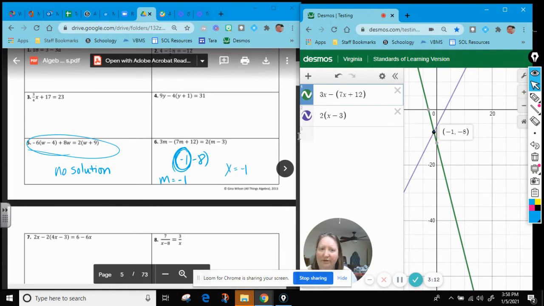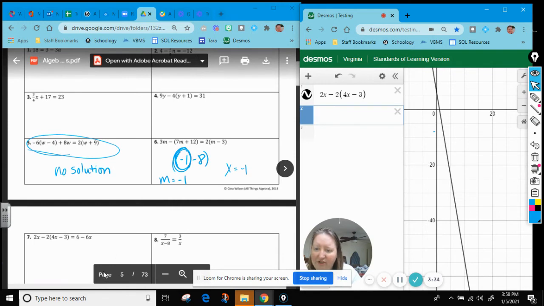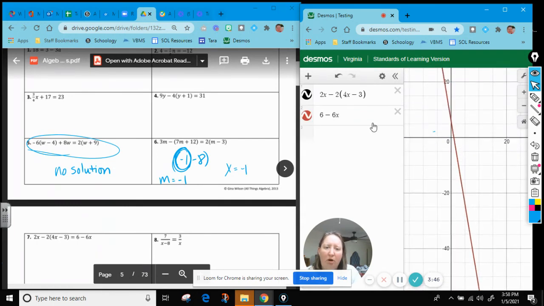Let's try this one down here. And so you type in 2x minus 2. That's not right. 2x minus 2, and then parentheses for x minus 3. Close parentheses. Then on the other side of the equation, you're typing this in on two separate lines. 6 minus 6x. And now I'm looking, wait a minute, I'm looking for where they're crossing.